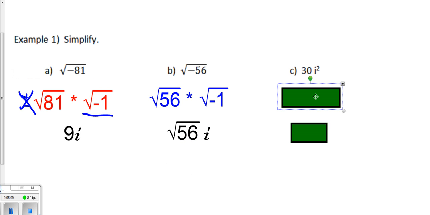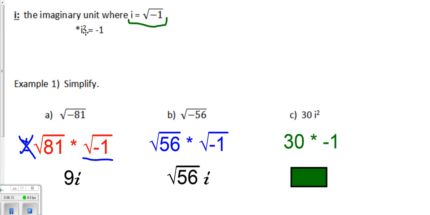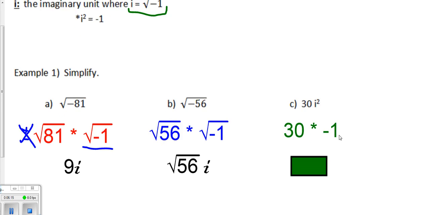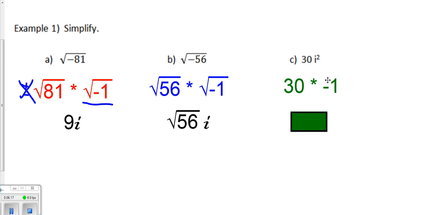Well, 30 times i squared means 30 times negative 1, because i squared equals negative 1. So 30 times negative 1 equals negative 30. So if you have some number times i squared, it means negative that number, because i squared is negative 1.